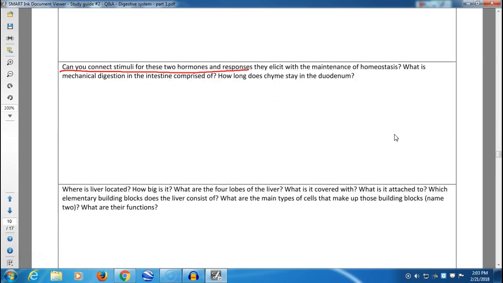This is what we just did. CCK in response to acid, bicarbonate production. Secretin in response to acid, bicarbonate production. CCK in response to fats, enzyme production. Okay? Mechanical digestion in the intestine. Segmentation and mixing.